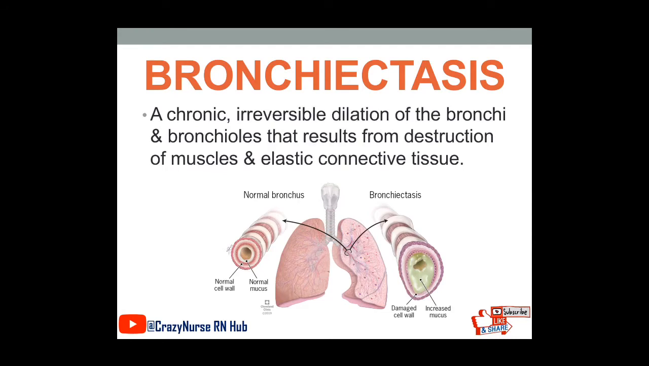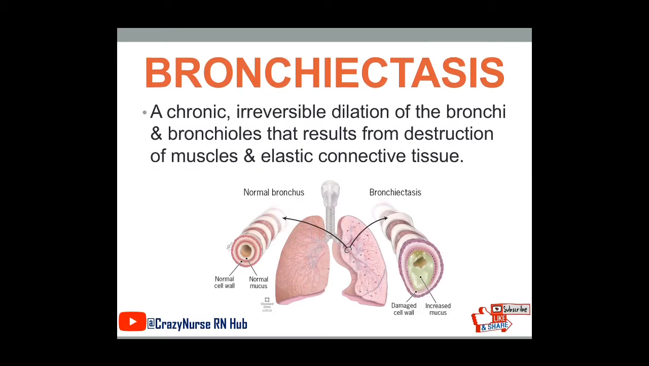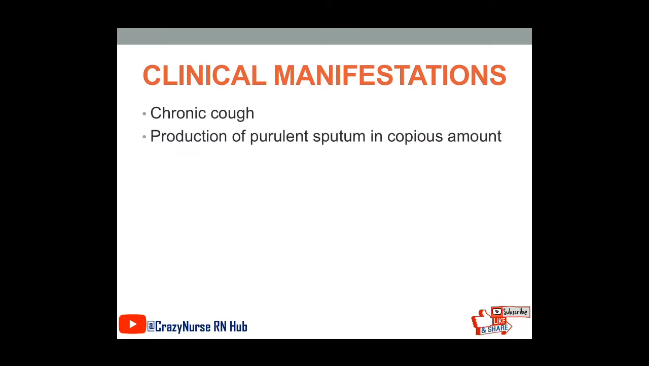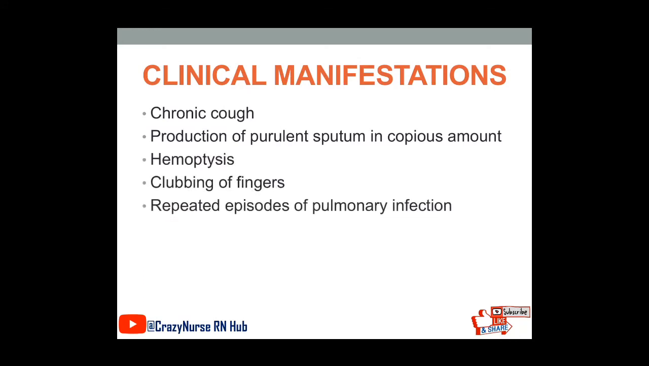Now let's proceed to bronchiectasis. It is a chronic, irreversible dilation of the bronchi and bronchioles that results from destruction of muscles and elastic connective tissue. For the clinical manifestations, we have chronic cough, production of purulent sputum in copious amounts, hemoptysis, clubbing of fingers, and repeated episodes of pulmonary infection.